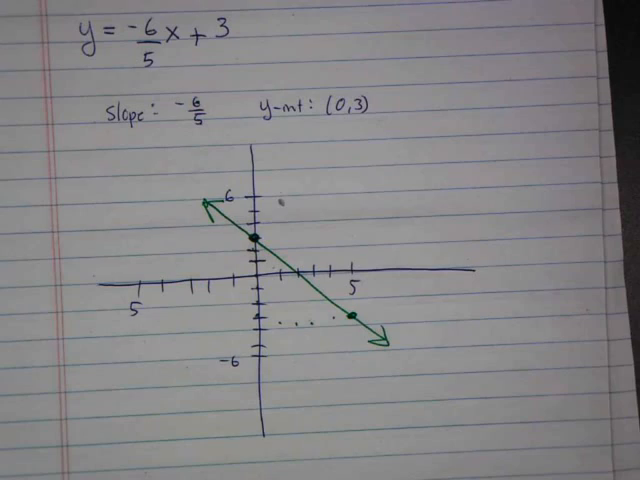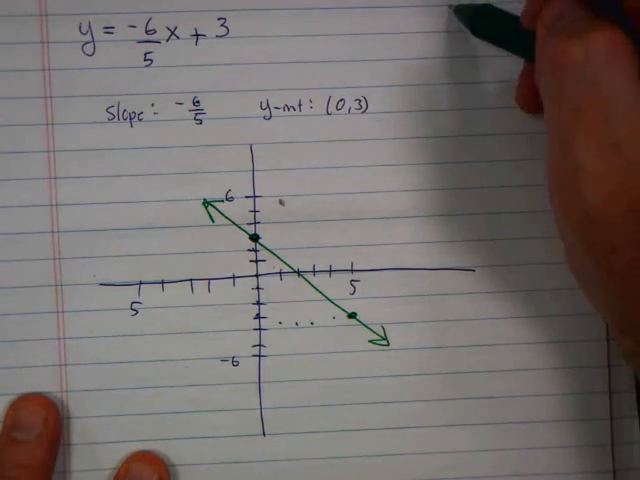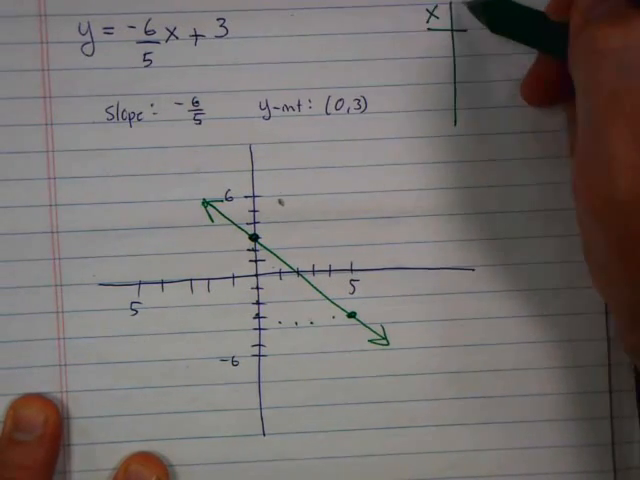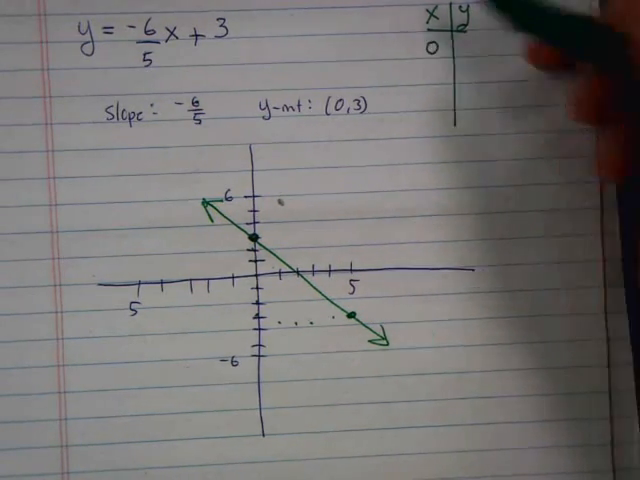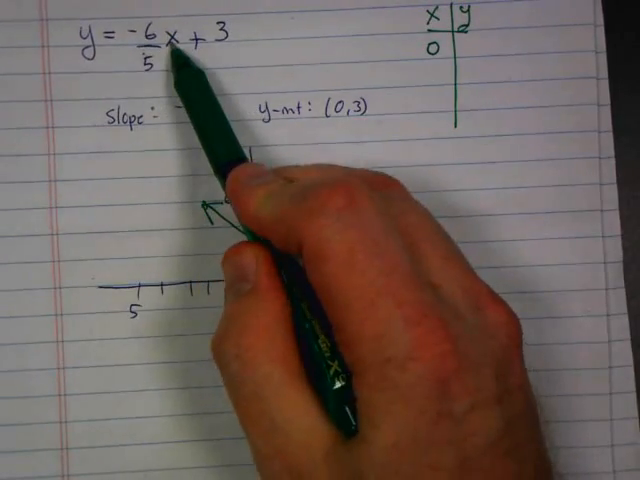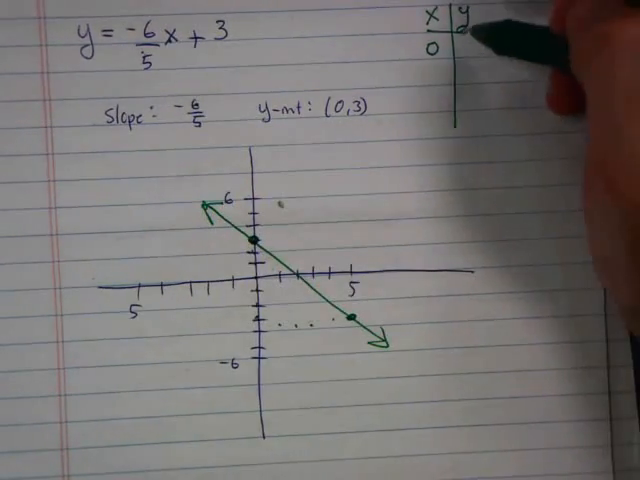And personally, I like that much, much better than having to do this. Because what numbers would you plug in? Well, what's your favorite number in the whole wide world? 0. You would plug 0 in. That one's easy. Negative 6/5 times 0 is 0. 0 plus 3 is 3.